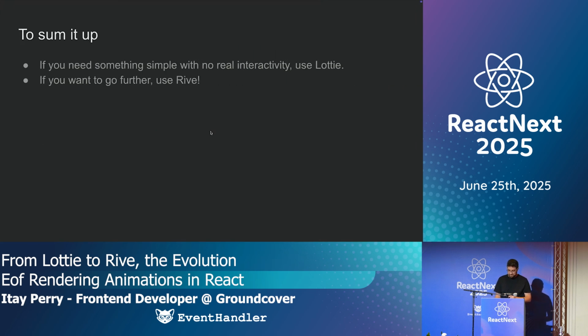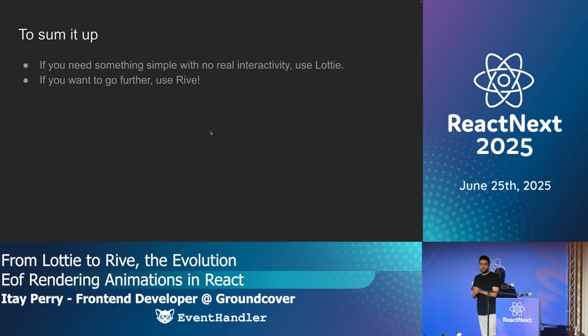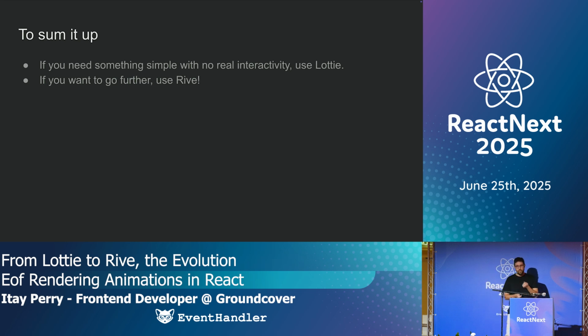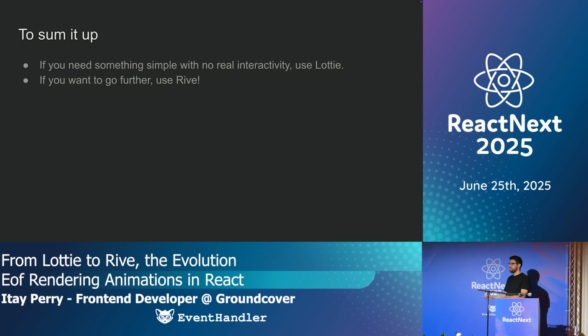Okay. So let's sum it up. So if you use Lottie, and if you like Lottie, you should definitely keep using Lottie because it's great, it's an awesome technology. But if you need something more, if you want to use state machines, data binding, if you want to use the GPU, if you want animations to be responsive, because Rive animations can work like web pages and also be responsive, then you should definitely use Rive.